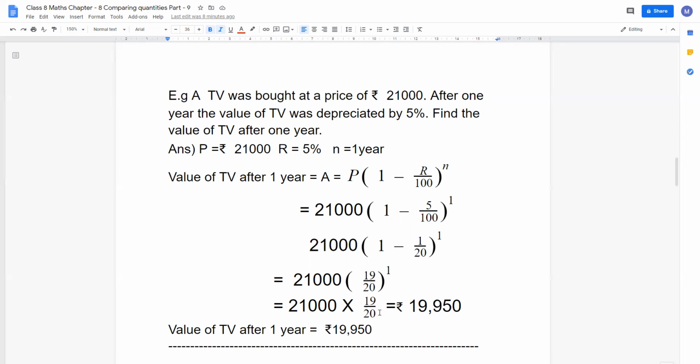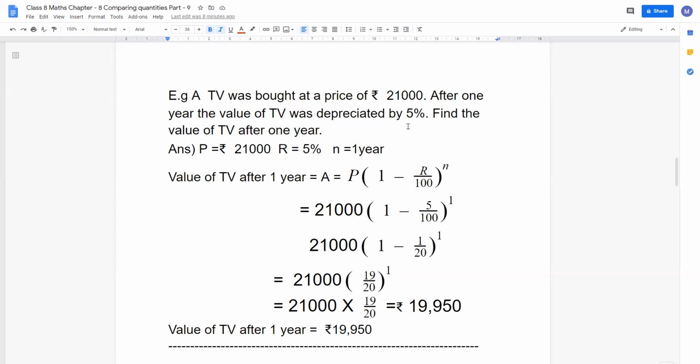Whole raised to 1 means multiply it 1 time. So it's very easy to cut and get the calculation. After that we will get the answer 19,950. So the value of the TV after 1 year is 19,950. See, it was bought for 21,000. Due to the decrease in price after 1 year, its value is 19,950.